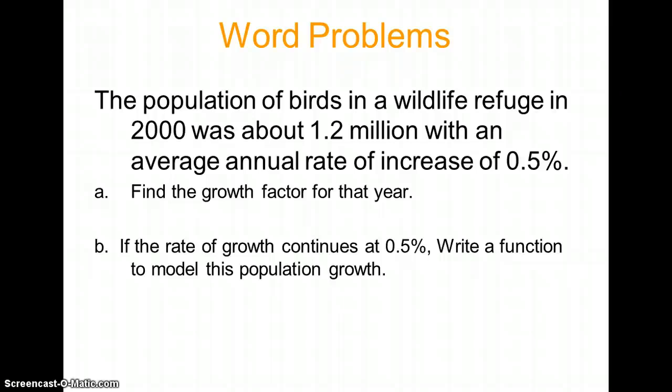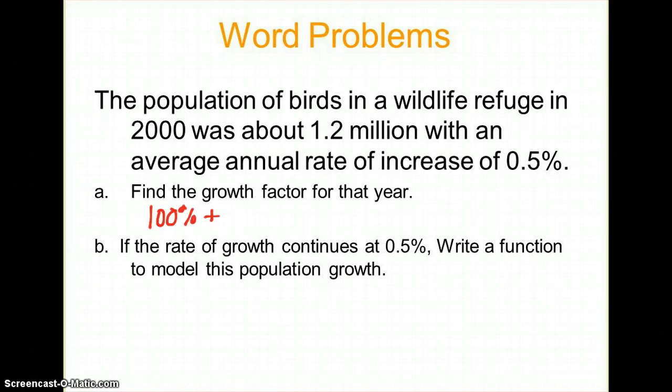So we have these birds that were counted in a wildlife refuge, and in 2000, they were about 1.2 million. And we have an average annual rate of increase of 0.5%. So I want to point out to you, we're talking about an increase. So we're finding a growth factor. We're not finding a decay. So just like we just finished up, I always start at 100%.